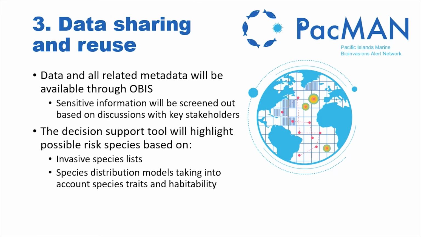And we will also be developing the decision support tool. So the idea of this is that it will give an indication for the environmental managers whenever a risk species pops up from the data, so that they can go and make further investigations into if there is a risk situation in the environment. And these risk species will be based on invasive species lists, but also species distribution models that take into account the species traits, as well as if they possibly could survive in Fiji and become a major problem.